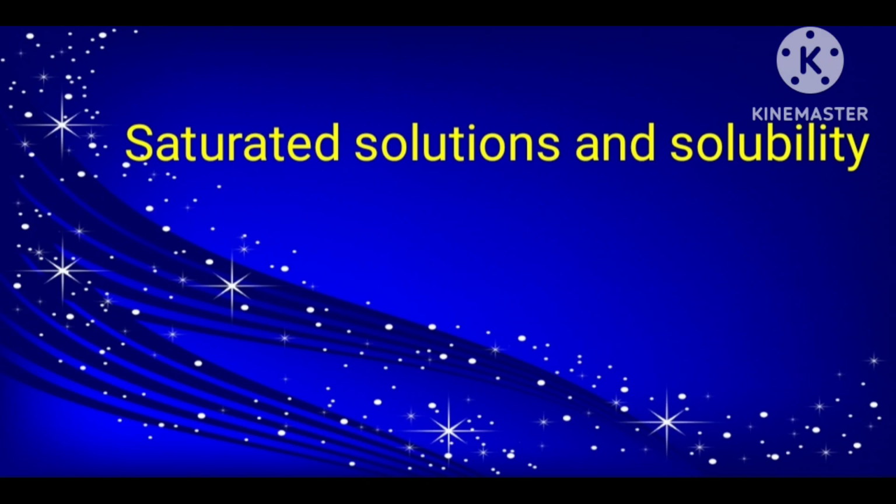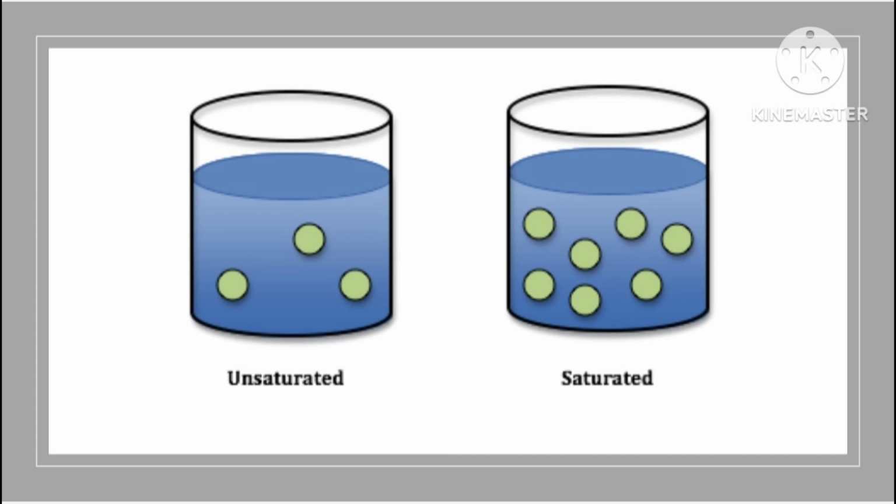When we say saturated, it means, as you can see in the picture, there are a lot of particles of the dissolved substance that is called solute. In unsaturated solutions, the dissolved substance is in small quantities. It means that a saturated solution consists of more particles. So a saturated solution is such a solution in which a maximum amount of a solute is dissolved. It cannot dissolve more.